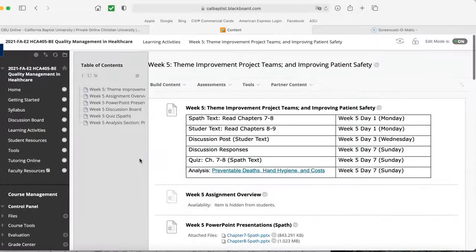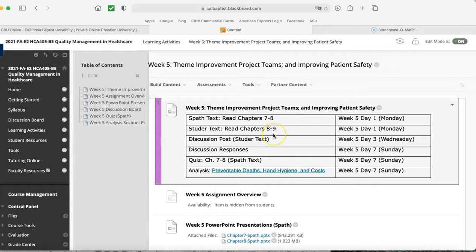We'll do a quick overview of what to cover this week. First thing is that it is Thanksgiving week, but we are not on break in our particular course. So just try and make sure you get all of your work turned in on time this week, despite the holiday time frame. This week we're going to talk about project teams and improving patient safety.